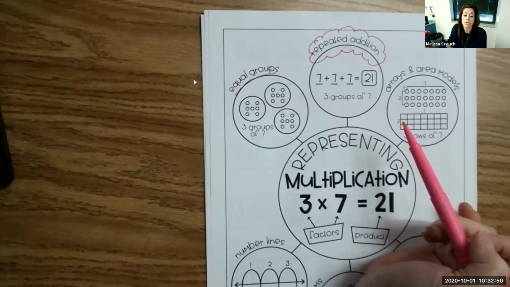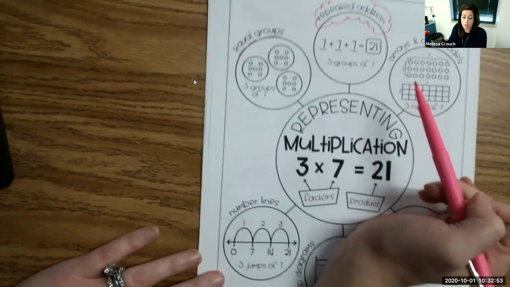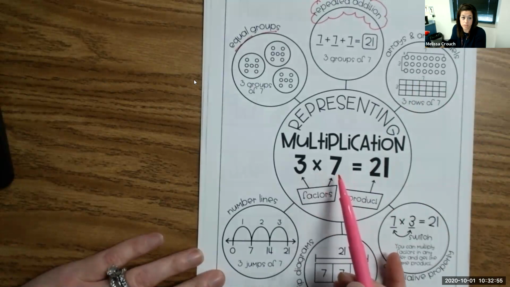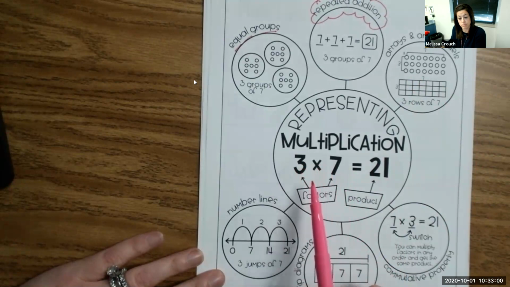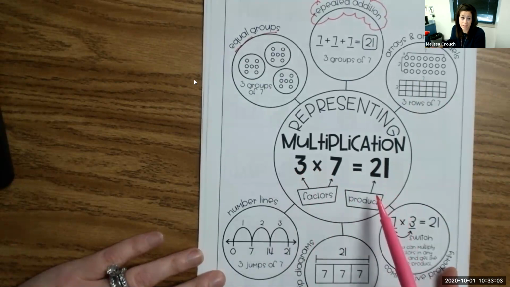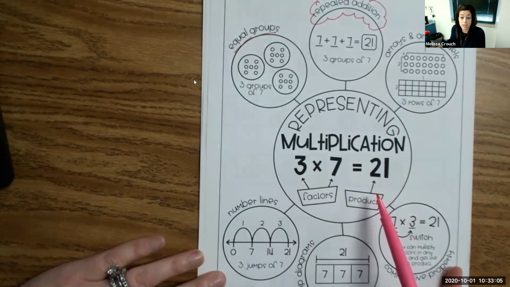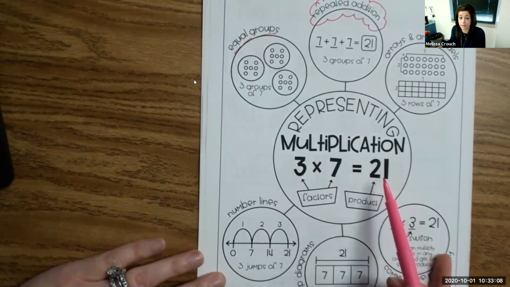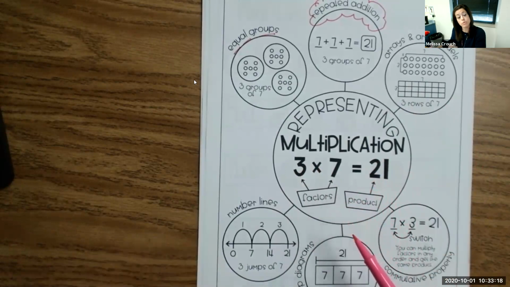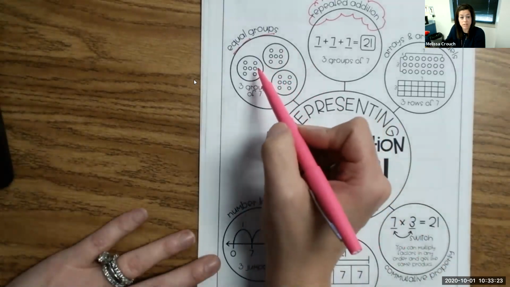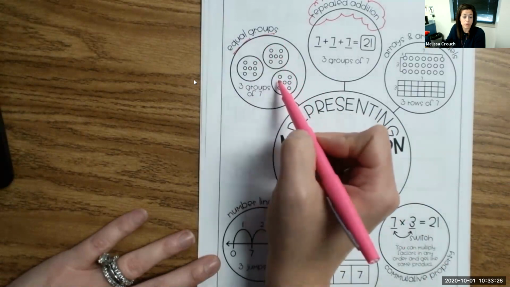But let's go over our vocabulary again. With multiplication, you have factors, okay? So the 3 and the 7 are the factors. The product is the answer. So the answer to a multiplication problem is called a product. You, again, are joining equal groups. So if we have equal groups of things, we are multiplying, because if you look, it's the same number in every group.